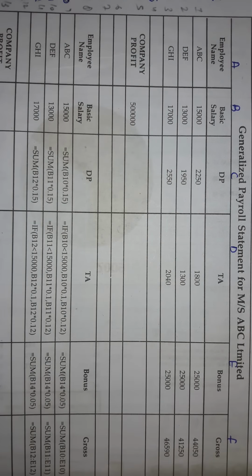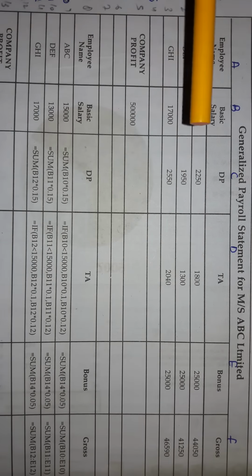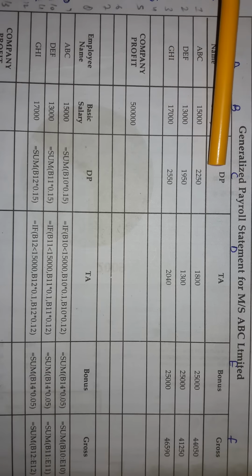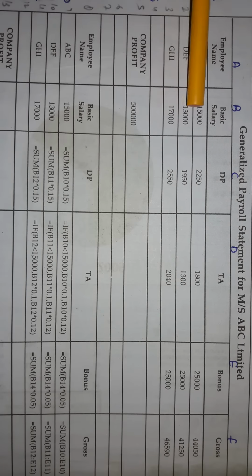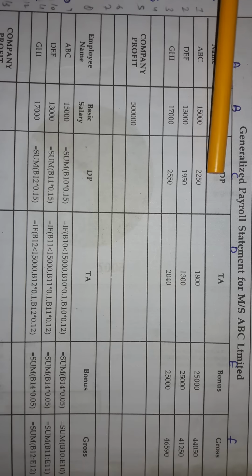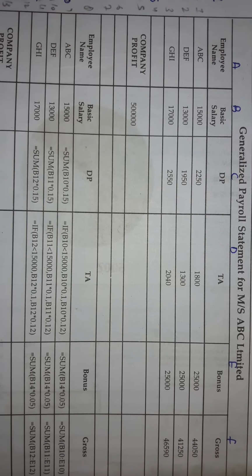Now you need to calculate the gross. For the gross, what you need to do is just add 15,000 plus 2250 plus 1,800 plus 25,000. Similarly you'll do in all of these. Just add basic salary, DP, TA, bonus and you'll get the gross.